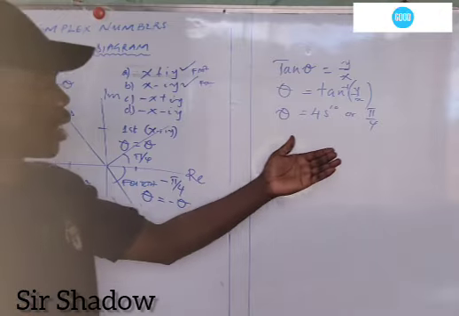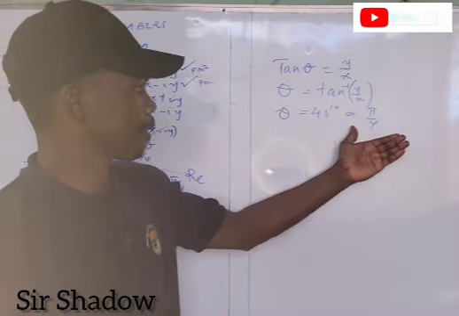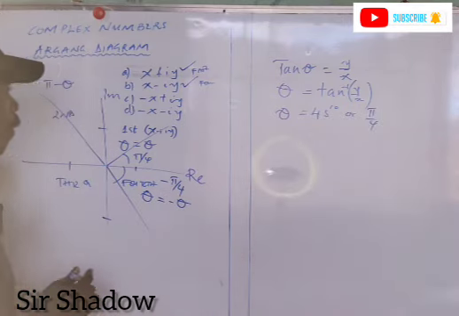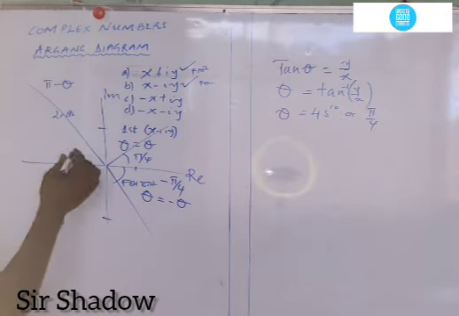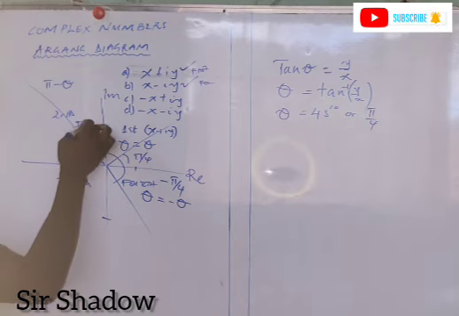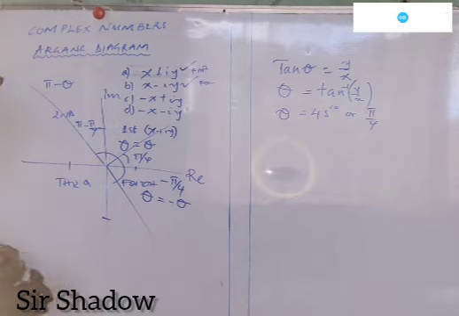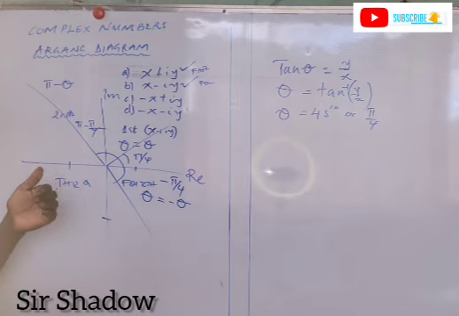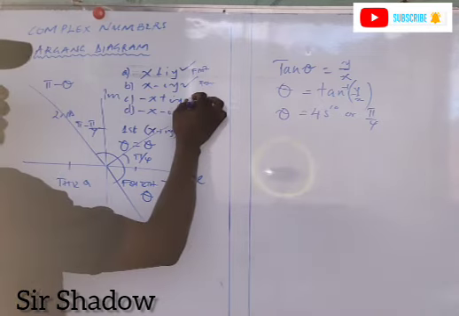We are already given theta is 45 degrees. So just say pi minus pi over 4, right? To get this angle, just say pi minus pi over 4 to get your solution on the second quadrant. So we are done with the second quadrant.